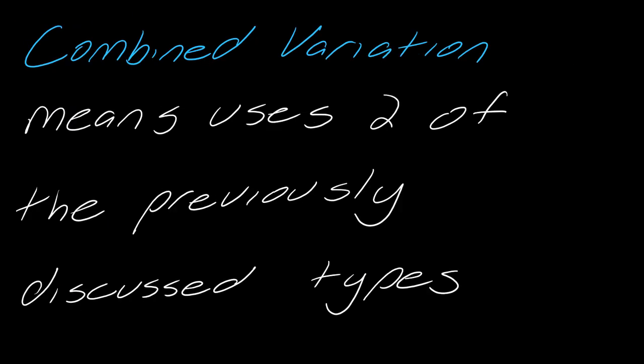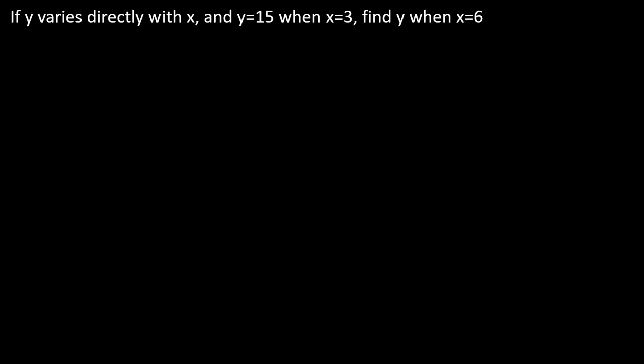There's also combined variation, which means that you use two of the previously discussed types. So you take direct and inverse or inverse and joint. We'll see some examples of that in a moment.